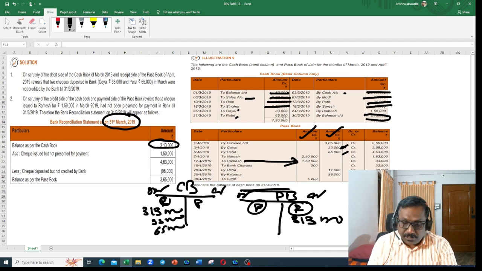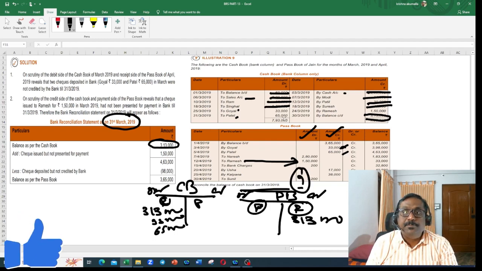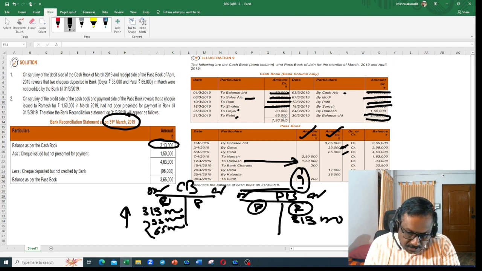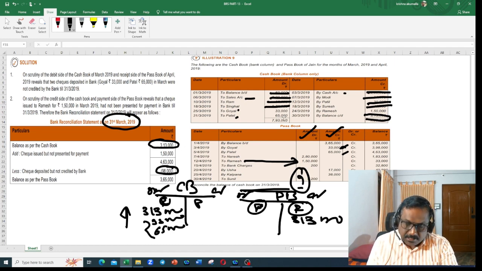One thing I forgot to mention here, where I need to put the question mark? Passbook. Why? I took balance as per cash book, so question mark is on passbook. Since these two are debited in cash book, my cash book balance got increased, but my passbook balance got reduced. Since question mark balance got reduced, I need to subtract these two amounts. So checks debited but not credited by bank 98,000. 33 plus 65 is equal to 98,000. That is what is mentioned here. Are you clear? So these two are done.